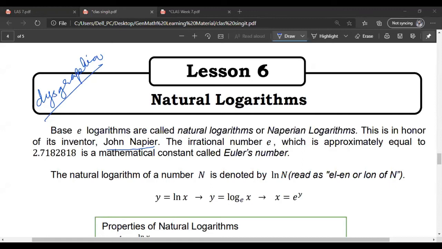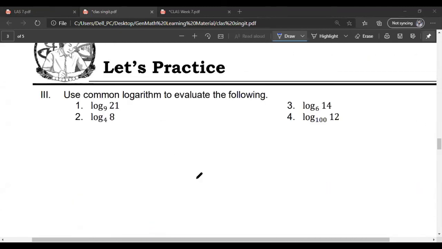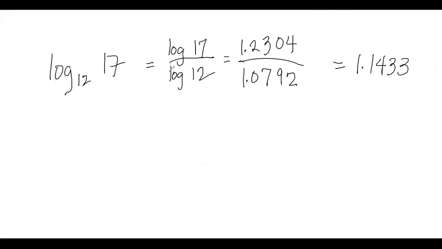Sige. Yung sa kanina daw po yun, sir. Yung sa log 70 with the base of 12. Oo. Tapos? Decimal po siguro, sir. Yung decimal. Wait lang. Nabura ko ba? 1.1401, sir. Sige daw. Wait lang. Logarithm of 1.23, 1.2304 divided by 1.0792.